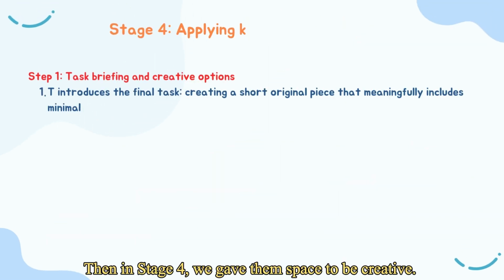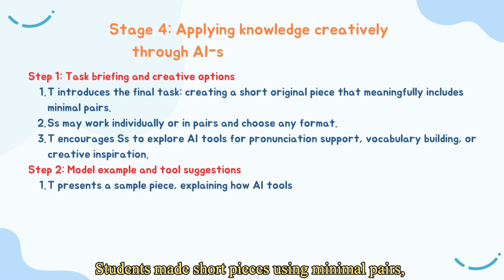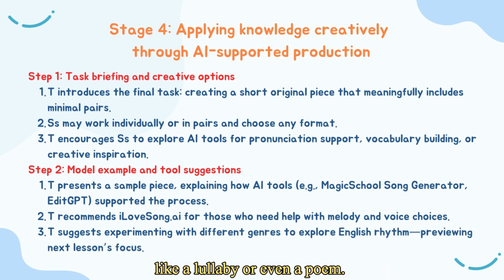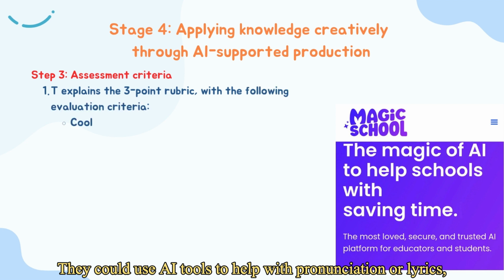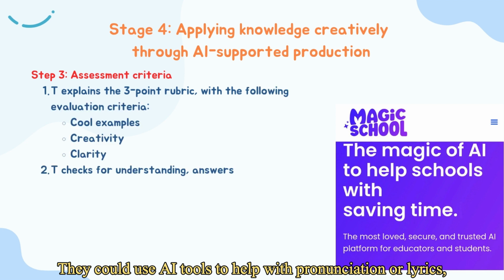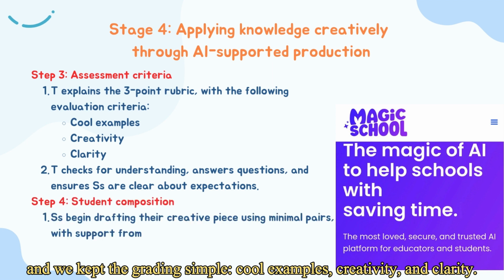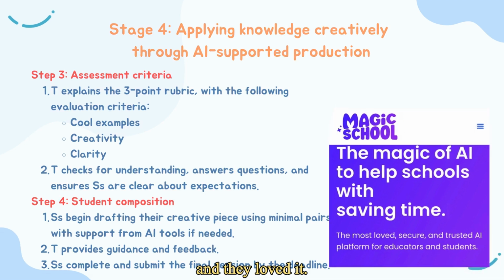Then, in Stage 4, we gave them space to be creative. Students made short pieces using minimal pairs like a lullaby or even a poem. They could use AI tools to help with pronunciation or lyrics, and we kept the grading simple: cool examples, creativity, and clarity. It was a fun, student-driven way to apply what they had learned, and they loved it.